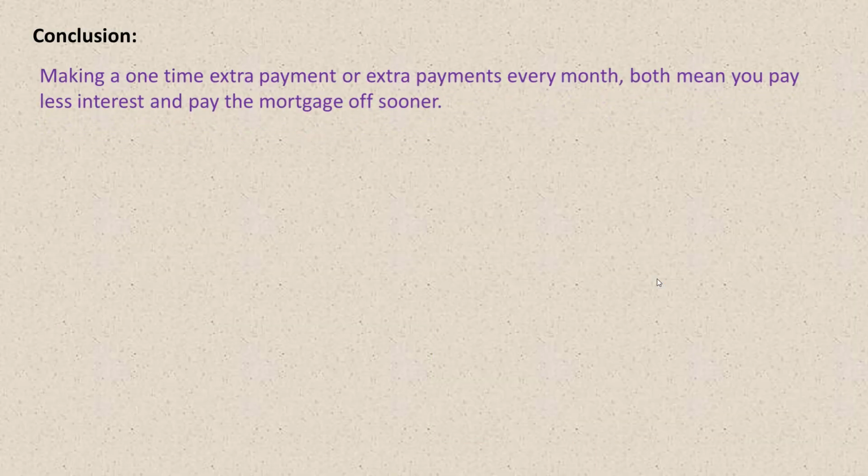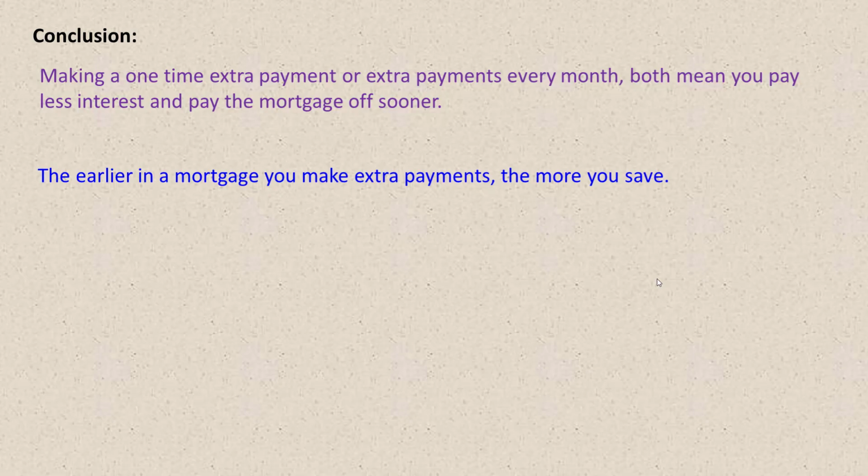So making a one-time extra payment or extra payments every month both mean you pay less interest and you pay the mortgage off sooner. And the earlier in a mortgage you make extra payments, the more you save. And that's the end of the tutorial.